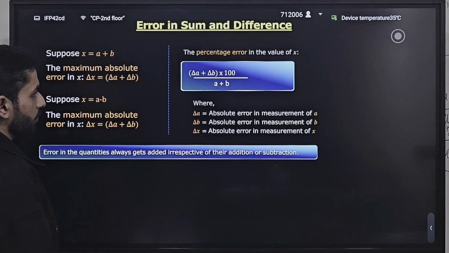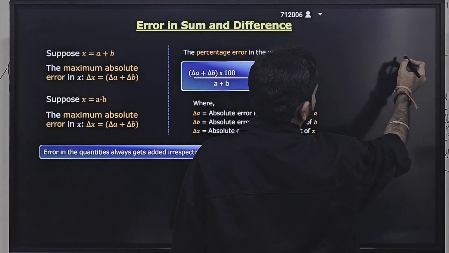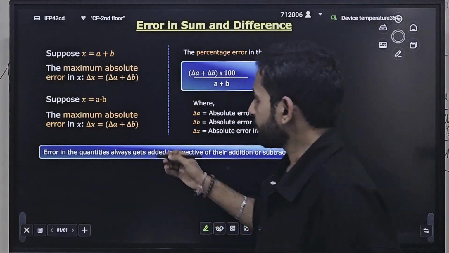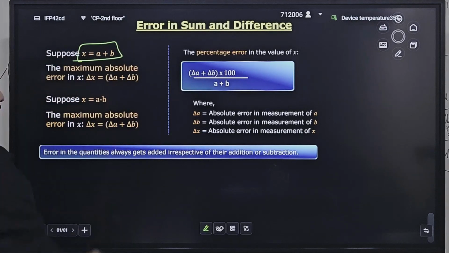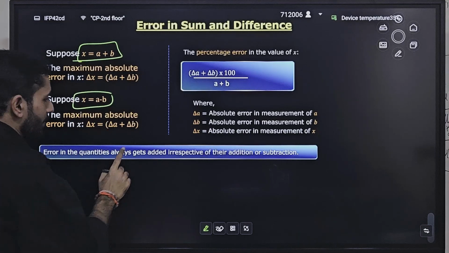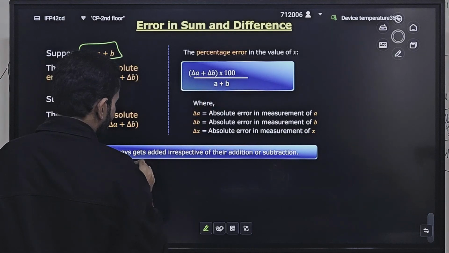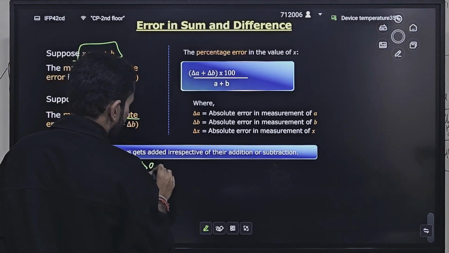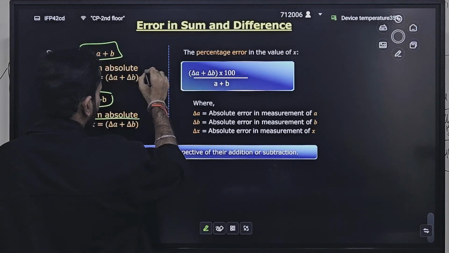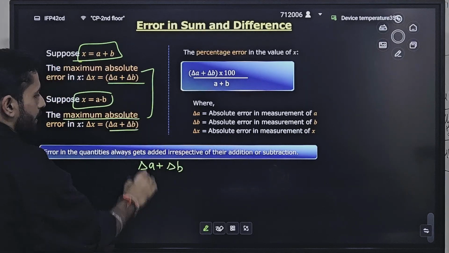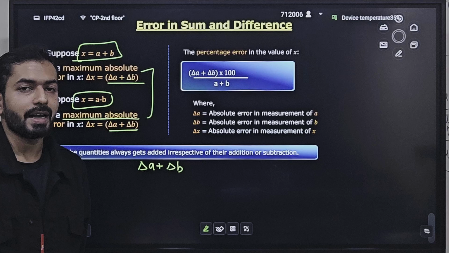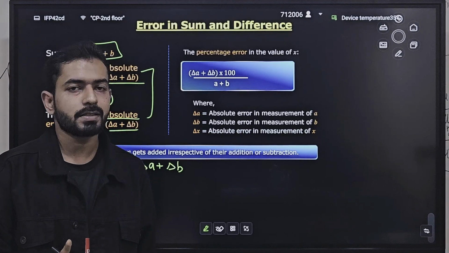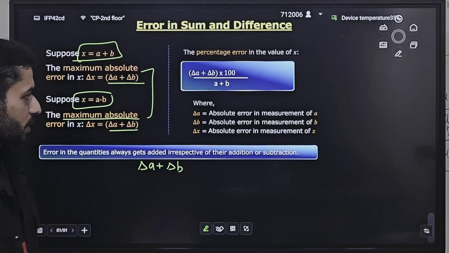Now error in sum and difference. Simple thing. What is the case if x is equal to a plus b, or either a minus b, doesn't matter. Whenever it is asked, tell me the net error, the maximum absolute error in x, it will always be written as error in a plus error in b. For both cases you can see error in a plus error in b. Always remember, students, errors never get subtracted. Always remember, please, it's a request. Errors never get subtracted in any condition.